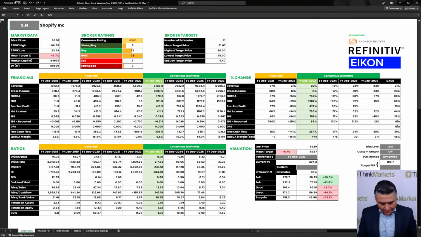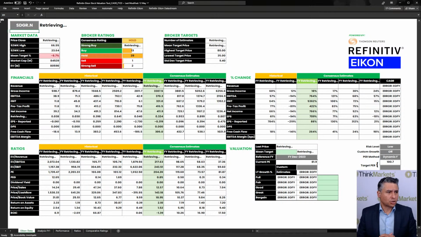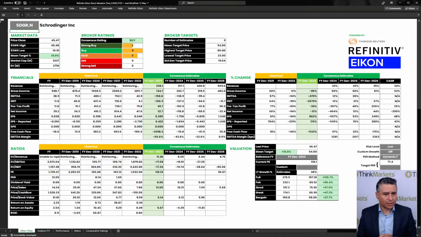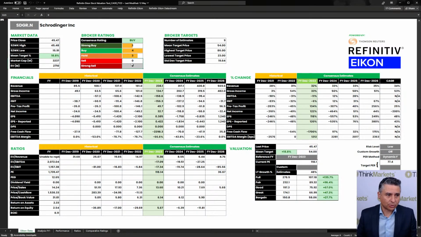The other one was SDGR, the Schrodinger, if I'm not mistaken. There we go. Not as much coverage here, but enough, I think. 9 brokers covering. Their average price target is $54, which is good to see some green in the screen there, 18.8% upside. The ratings: 2 strong buys, 4 buys, 3 holds. Great not to see any sells or strong sells.